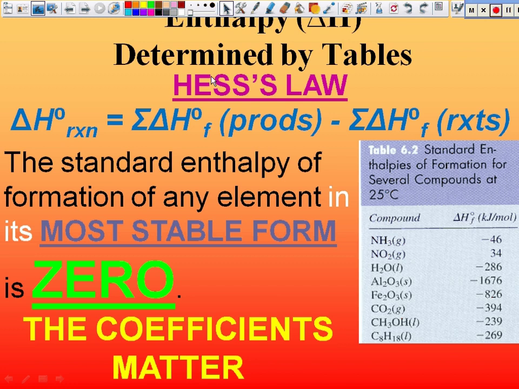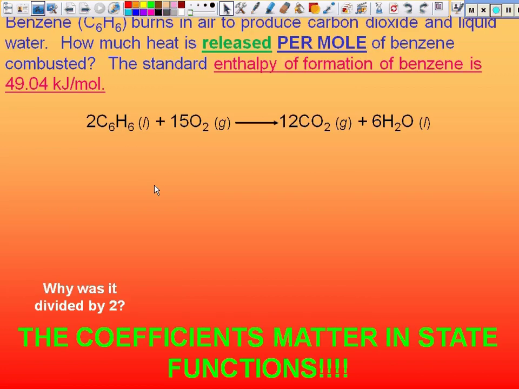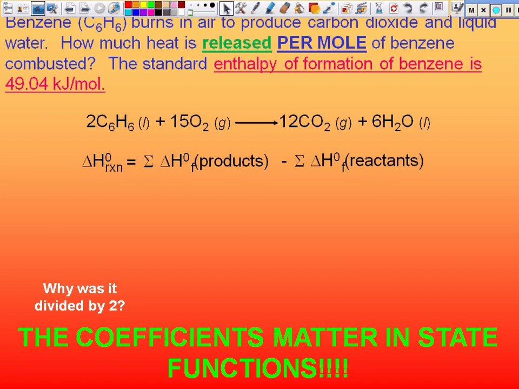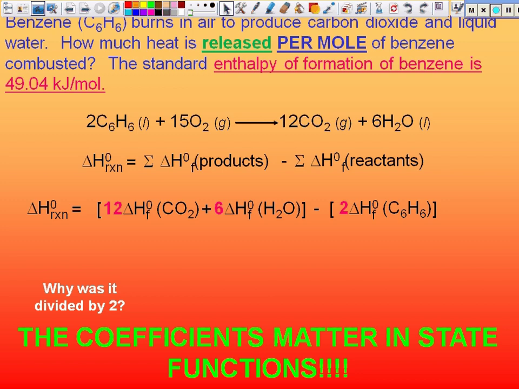What is the delta H value for an element in its standard state? 0. All right, so when we saw this, first of all, what is the name of this compound? Benzene, very good. And what type of reaction? Combustion. And so we wrote Hess's law, which is delta H of the reaction is the sum of the products minus the sum of the reactants. Again, what are these purple numbers? The coefficients. This is important.